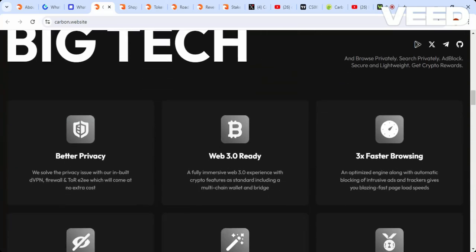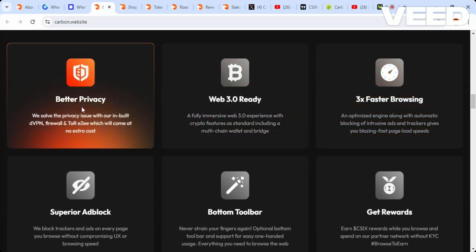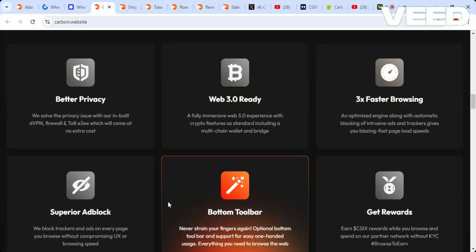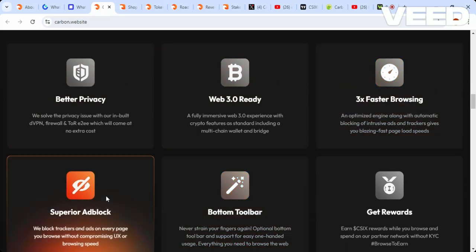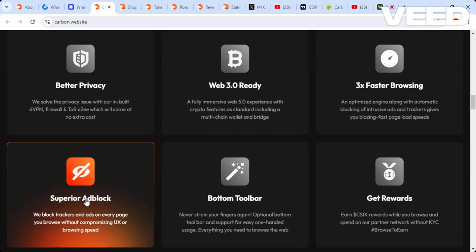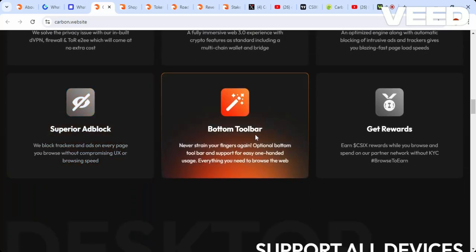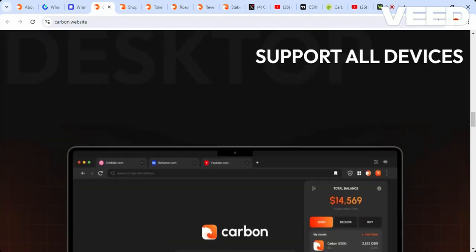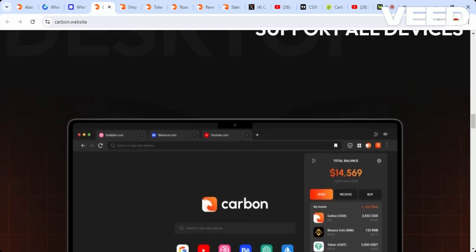Now, Carbon browser was built for better security, Web3 ready, 3 times faster than the available browsers. We have superior ad blocks. We have a bottom toolbar, and you get rewards. You get paid for using the Carbon browser.